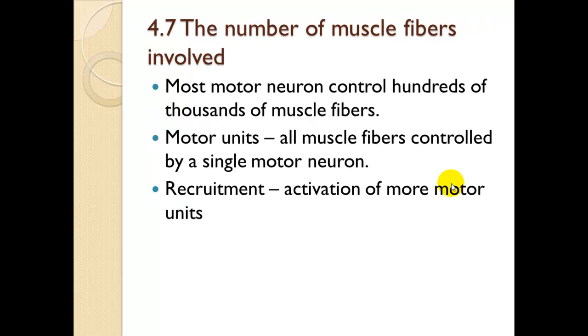The number of muscle cells involved. Most motor neurons control hundreds and thousands of muscle fibers. Motor units: all muscle fibers controlled by a single motor neuron. Recruitment: activation of more motor units. So whenever we get a muscle contraction started, we generally get a little bit of recruitment. Once it is initiated, it takes over. It's kind of its own thing. The muscle contraction itself kind of forms, and we'll say, okay, I need more cells and more cells and more cells, and this is kind of what recruitment is.